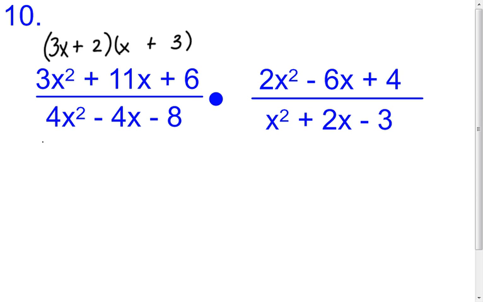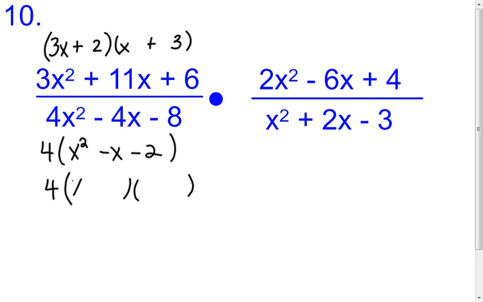All right, down here, I can factor 4 out, and then I will have x squared minus x minus 2, which then factors x times x makes x squared. 1 times 2, a negative and a positive. So that's where that's at.